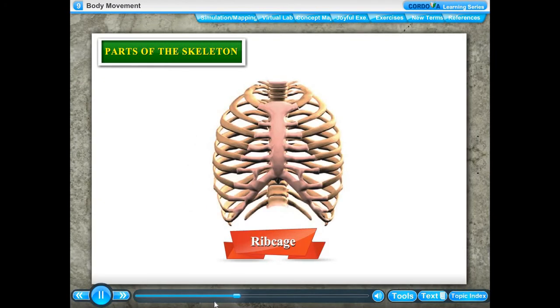Rib cage. There are 12 pairs of thin and curved bones called the ribs. These bones form a rib cage, which protects the heart and the lungs. All the 12 pairs of the ribs are joined with the backbone at the back, and the first 10 pairs are joined with the chest bone in the front. The last 2 pairs of ribs are free at the front end and are called floating ribs.